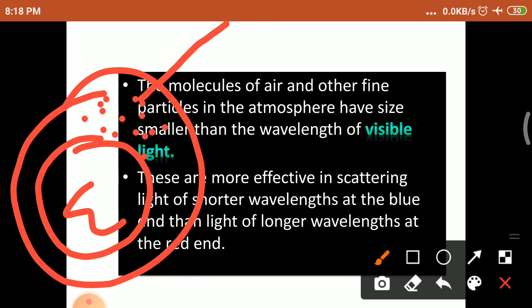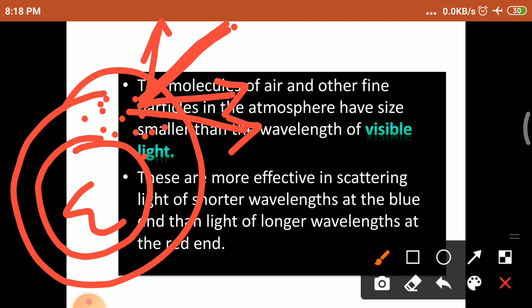So when the sunlight enter into the earth atmosphere, the blue family of light only scattered. So the sky appears blue. These small particles do not scatter the longest wavelength of red. So the sky is not appearing in a red color. Which color is scattered? That color we can see.